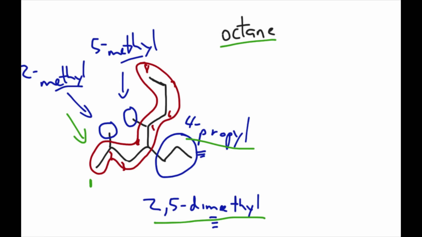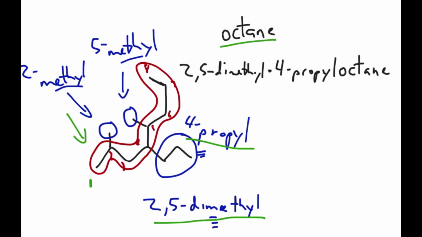So to write this out, we would say it's a 2,5-dimethyl. Put a dash there. 4-propyl. And now, no space, octane. And that is the full IUPAC name for this compound.